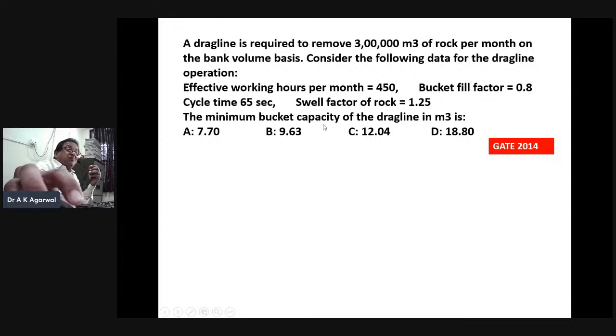The minimum bucket capacity of the dragline in meter cube is. What will be the bucket capacity of the dragline to remove 3 lakh meter cube of rock per month under the given set of conditions?